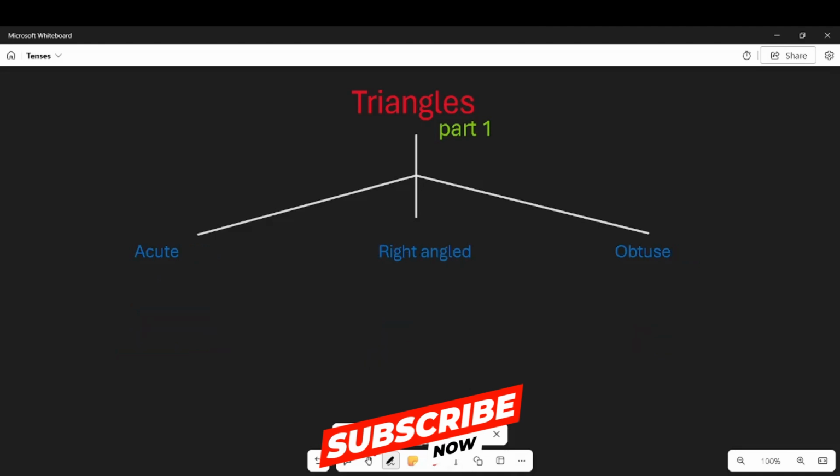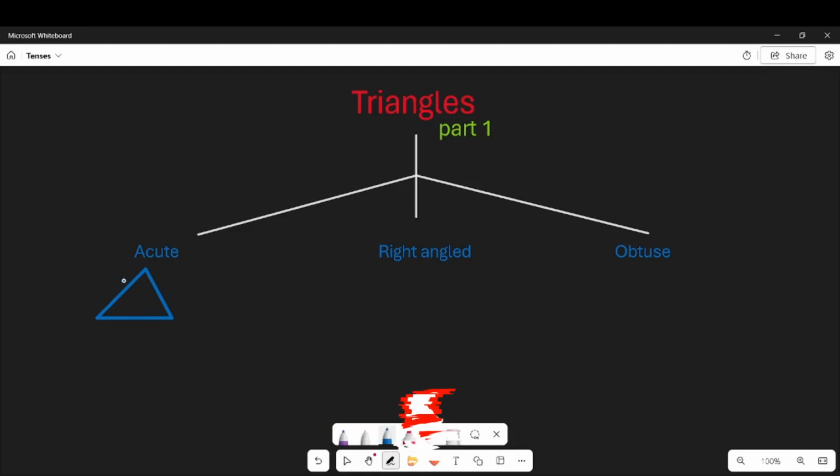There are mainly three types if you segregate triangles according to their angles. We have the acute triangle. In an acute triangle, all its angles are below 90 degrees, because we all know what an acute angle is: an angle which is below 90 degrees and above 0 degrees. In the same way, all the angles should be below 90 degrees and above 0 degrees. Only then is the triangle considered an acute triangle.